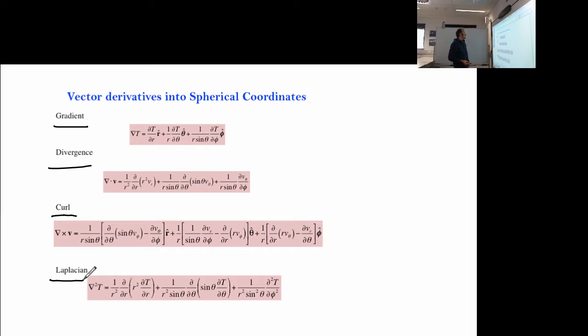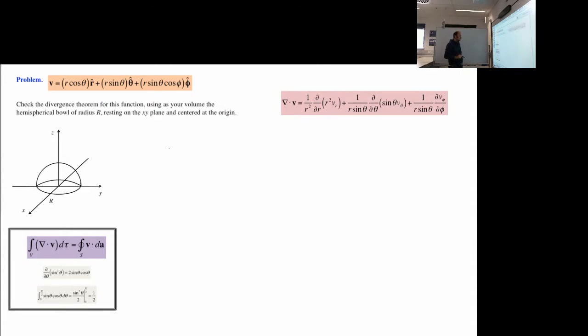So what we're going to do is an example using the theorem for divergence, which is also known as Green's theorem or Gauss's theorem. I'm going to check the divergence theorem for the above vector function. And we're going to use as our volume this hemispherical bowl of radius r, which is situated in the xy plane and centered at the origin.